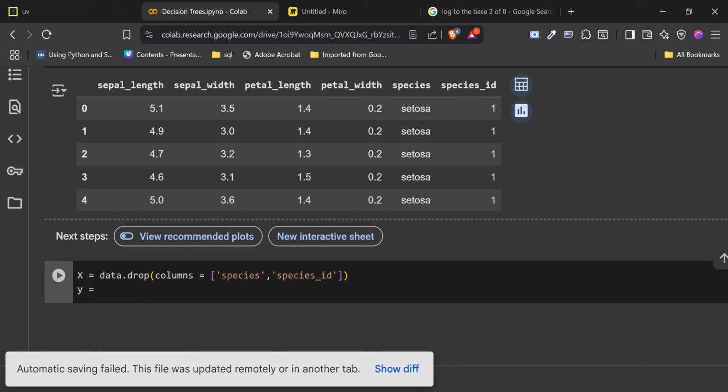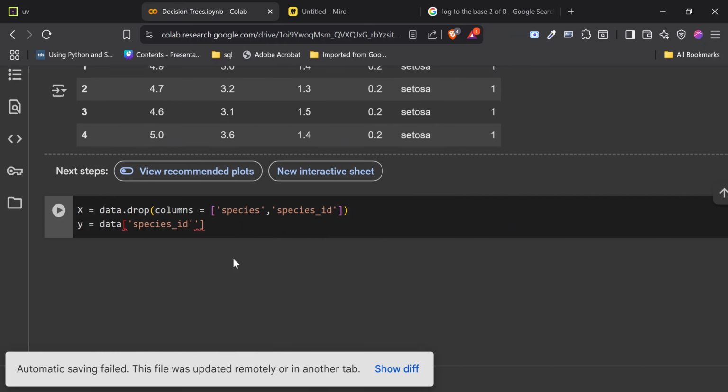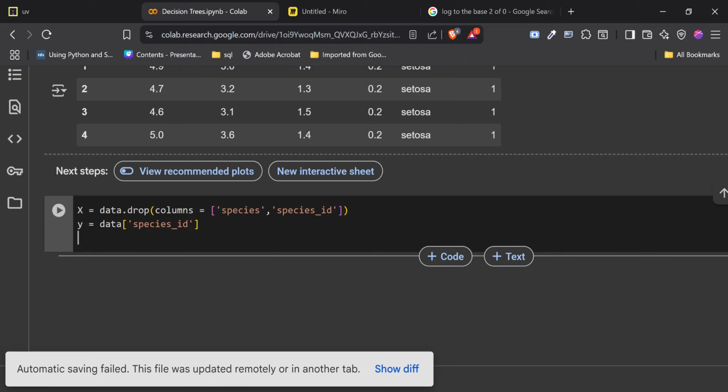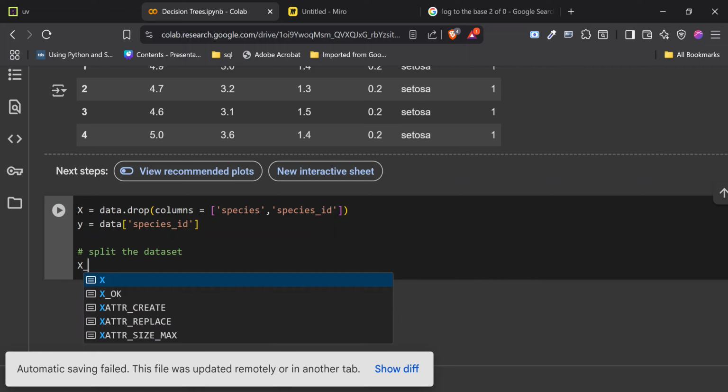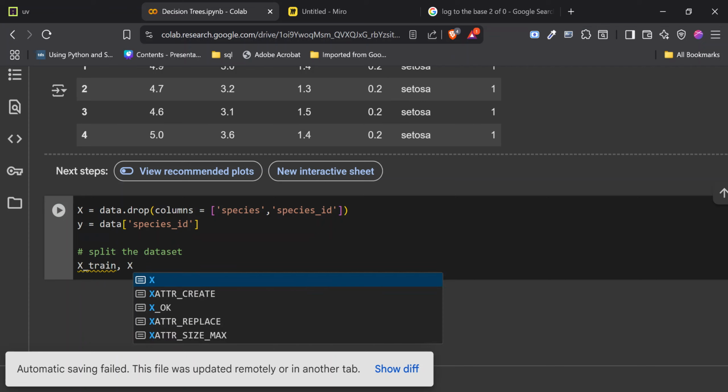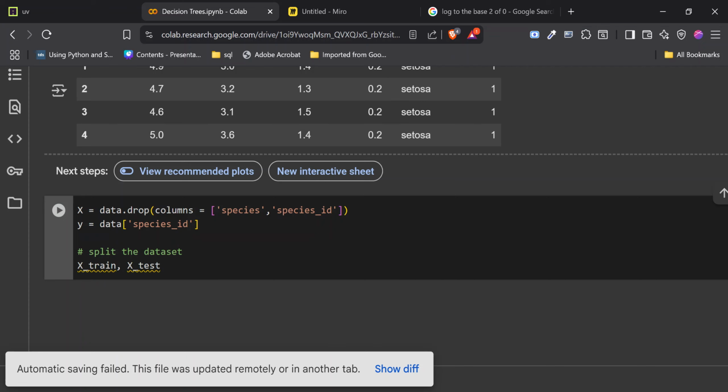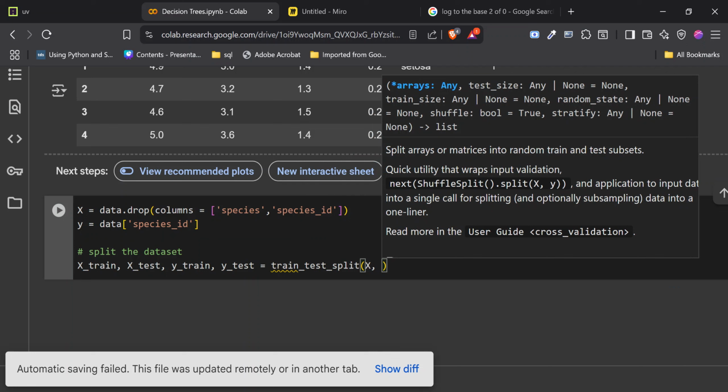And say y equals data species ID. Then after that, the next thing we want to do is split the data set. So I'm going to say x_train, x_test, y_train, y_test equals train_test_split(x, y.